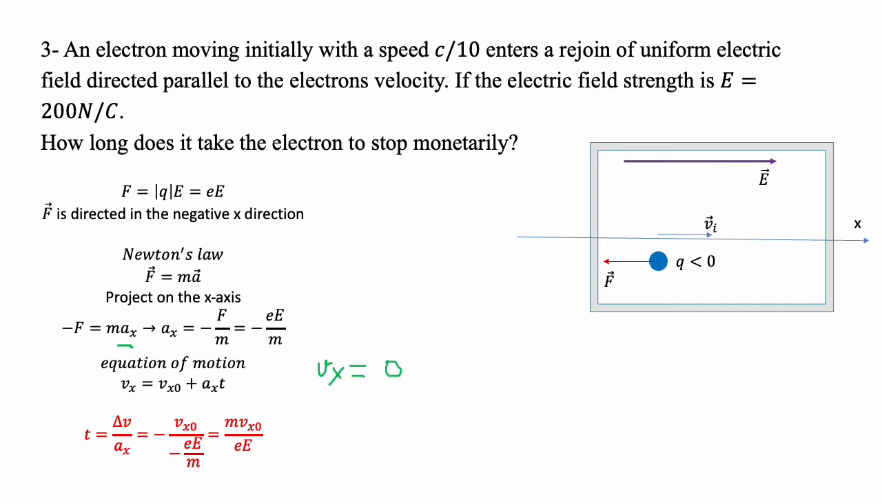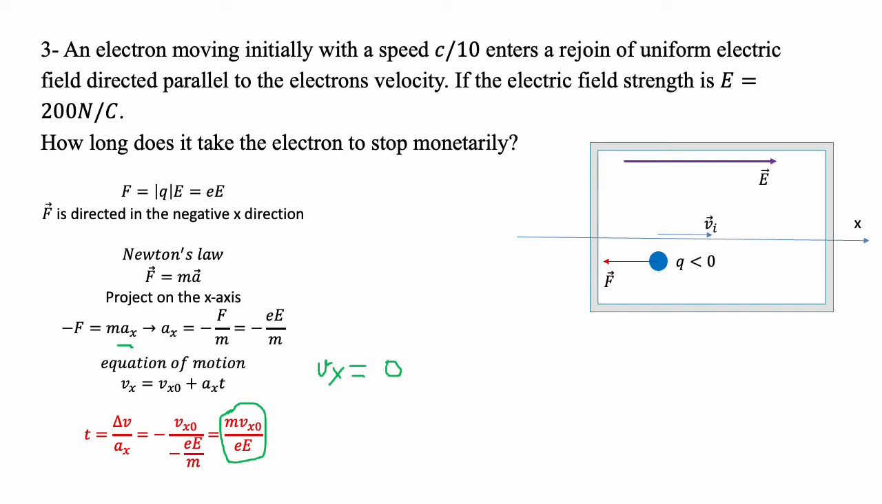So Vx final equals 0. So I get minus Vx0 over the acceleration, over minus. The minus sign cancels out and I get a positive time. It is proportional to the mass and the initial velocity, and inversely proportional to the charge and the electric field.